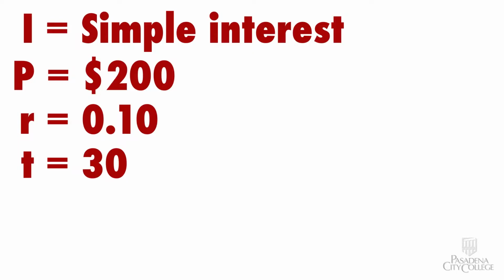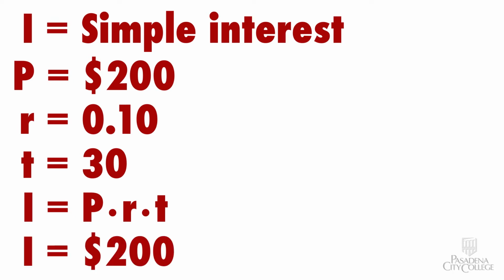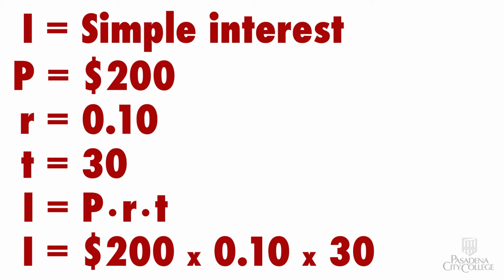So our simple interest formula is I equals PRT. In our case, I want to substitute in $200 for P, 0.10 for R, and 30 for T. Taking 200 times 0.10 times 30, we get $600.